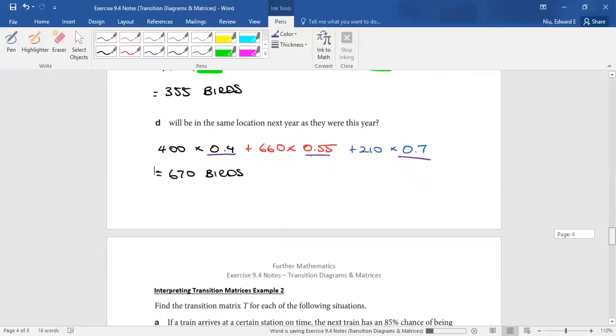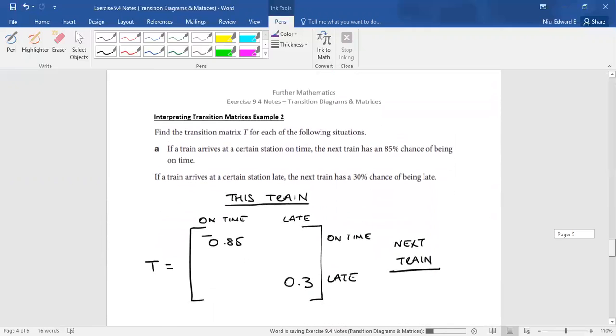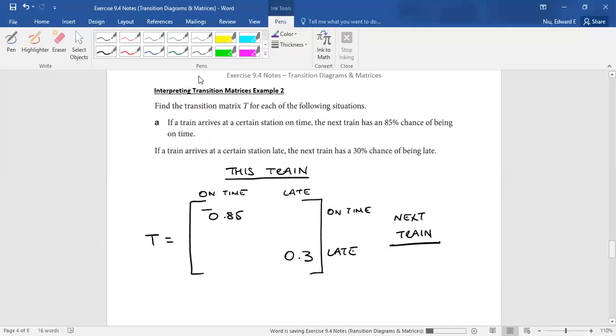Right, moving on. The last example. So here we've got a train scenario, and we're going to call this matrix T. That's why we've got the T here. If a train arrives at a certain station on time, the next train has an 85% chance of being on time. If a train arrives at a certain station late, the next train has a 30% chance of being late. So your first step is to create a matrix.